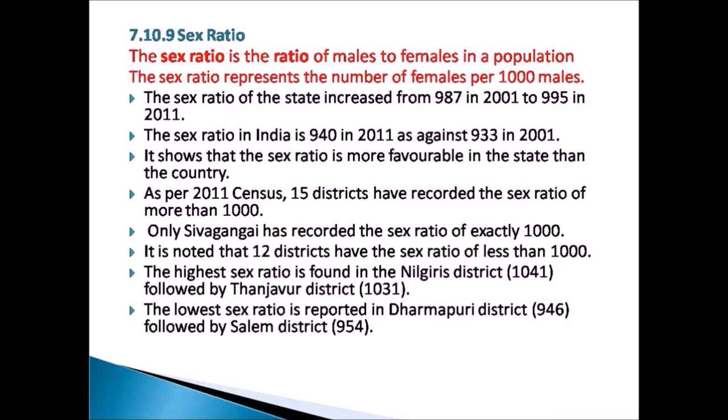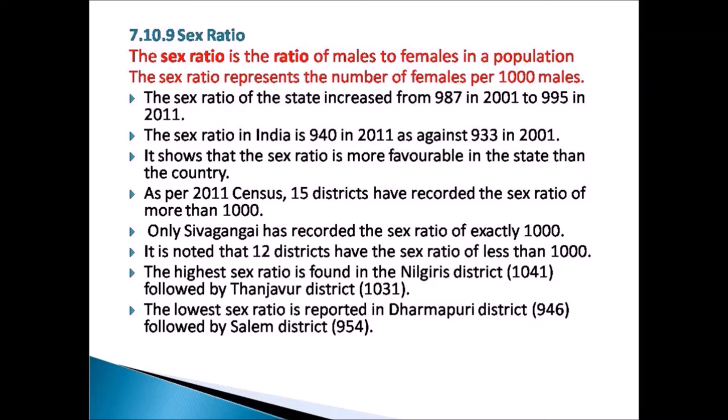As per 2011 census, 15 districts have recorded the sex ratio of more than 1,000. That is, the number of females exceeds the number of males. Only Sivagangai has recorded the sex ratio of exactly 1000. That is, both the male and female population were equal. It is noted that 12 districts have the sex ratio of less than 1000 and it ranges between 980 to 1000.